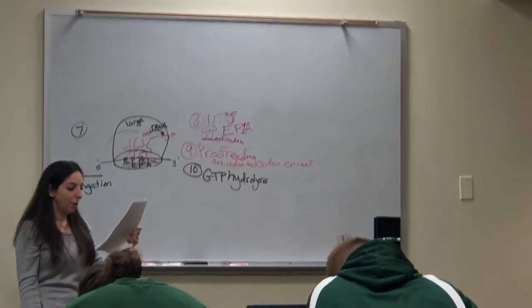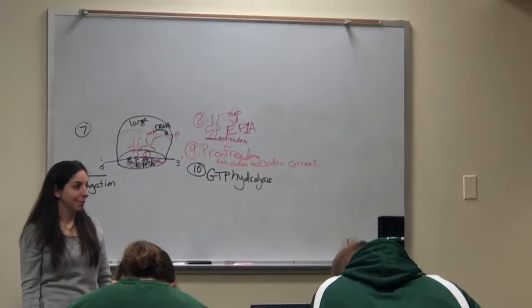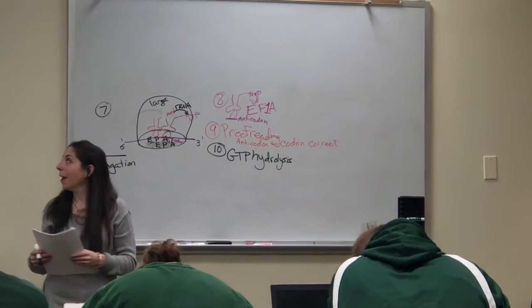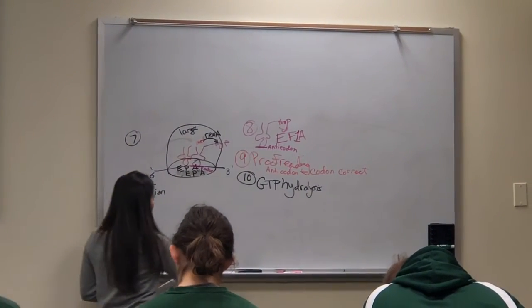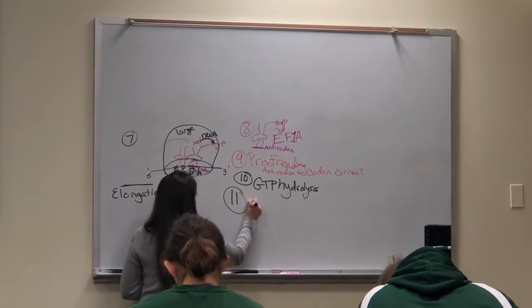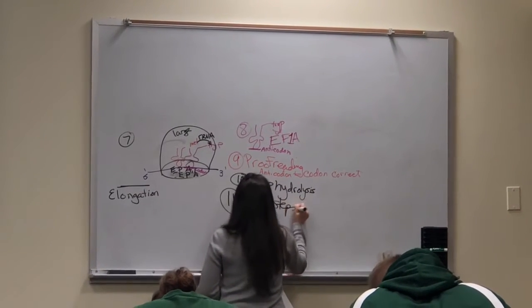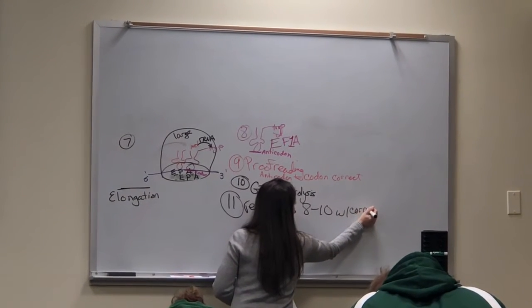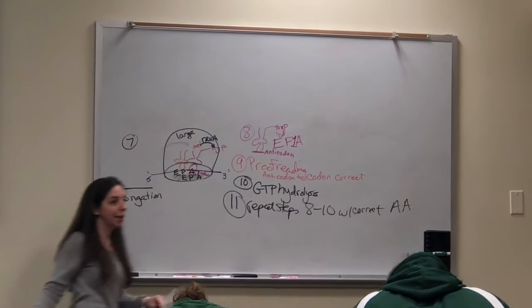This happens over and over and over again, and over and over again in elongation. That is what we are going to call step 11: repeat steps 8 through 10 with the correct amino acid (AA). Yes?